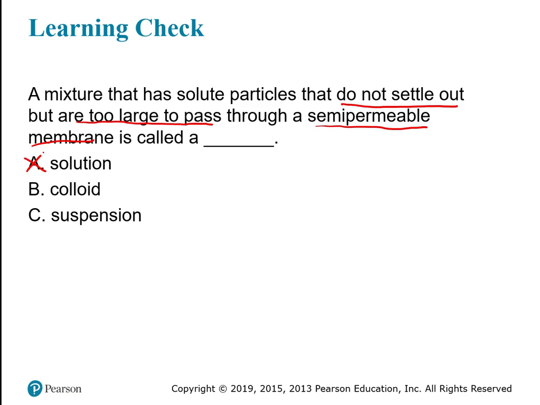Suspension settles out of solution. And this says that this mixture does not settle out of solution. So it can't be C. That leaves B, a colloid. And if we think about what a colloid is, it is too large to pass through a semi-permeable membrane, but it will not settle out of solution. To be able to do that kind of reasoning with your understanding of solutions, colloids, and suspensions.